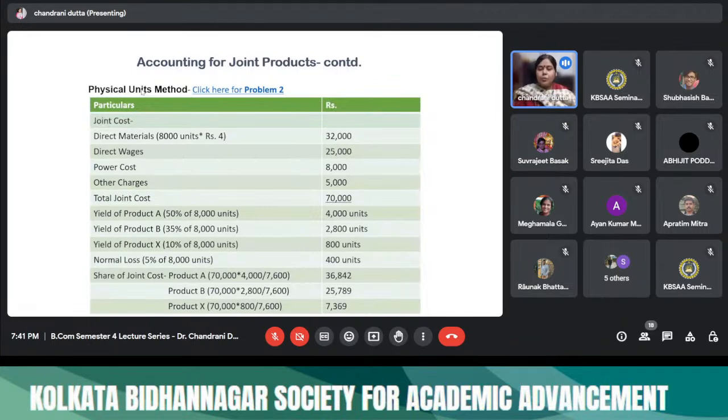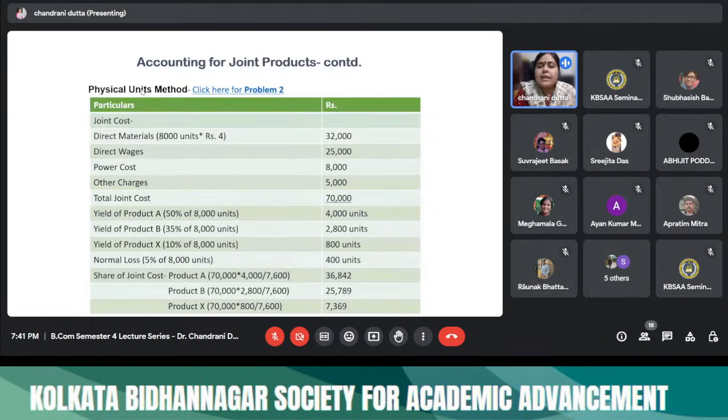Parameter, whatever term you want to put it. So based on that physical factor, you are trying to distribute the joint cost. Okay, now what is this physical factor? Now this physical factor is usually the weight, is usually the quantity, is usually the units.